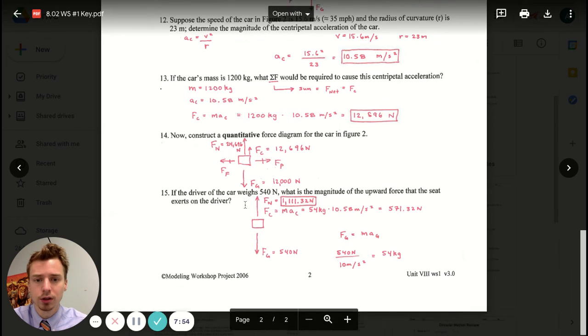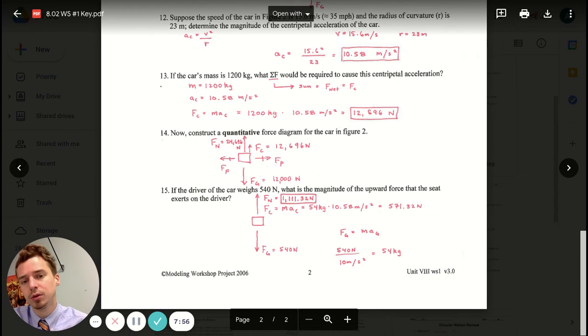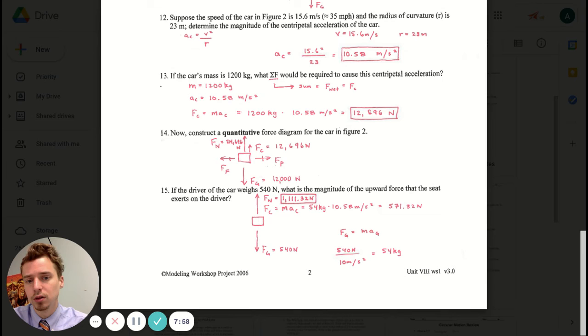So now construct a quantitative force diagram. Same thing we did earlier, but in this case, force normal is greater than force gravity. So my force gravity would be 12,000 down. I know my force normal wins by 12,696 newtons. So therefore, my force normal going up must be 24,696 newtons. I don't know my force friction or the force push because I don't really have any information on that.